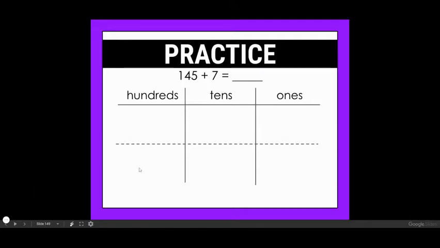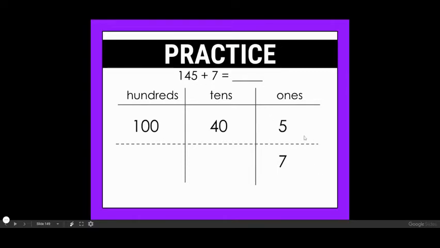Our first step is to build our addends. So we're first going to build 145. So I have 100, 4 tens, which would be 40, and 5 ones. My second addend is just 7. So I would put my 7 in the ones. Now my next step is to combine my ones.